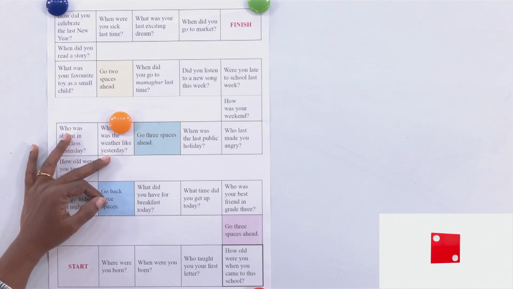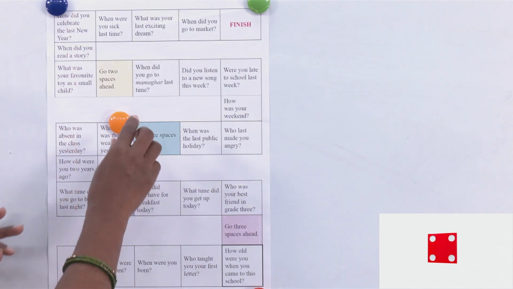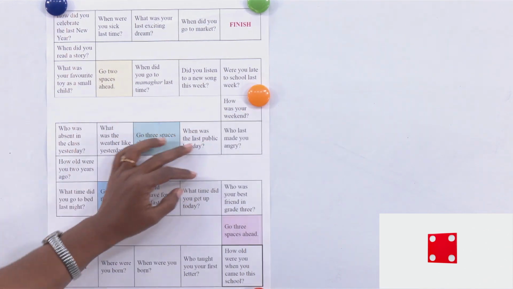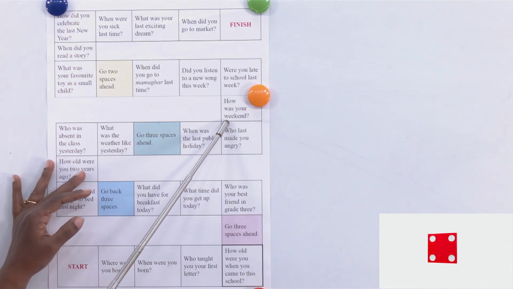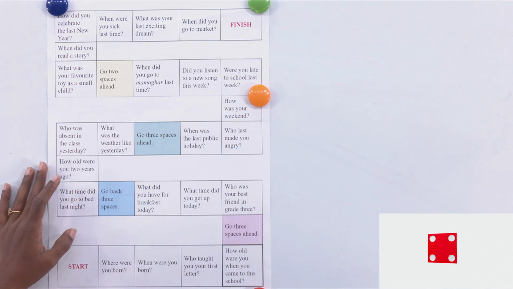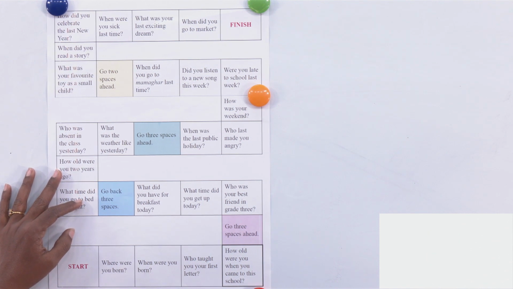Run. Where does it stop? Number 4. Okay, number 4. 1, 2, 3, 4. How was your weekend? My weekend was very exciting. I had a fun, great fun. One more time. Let's roll.